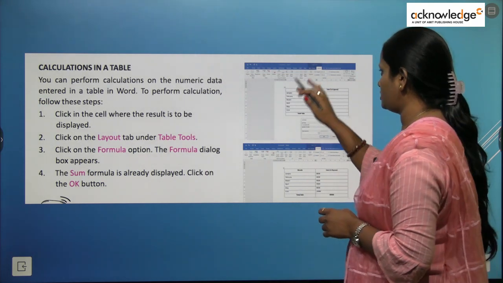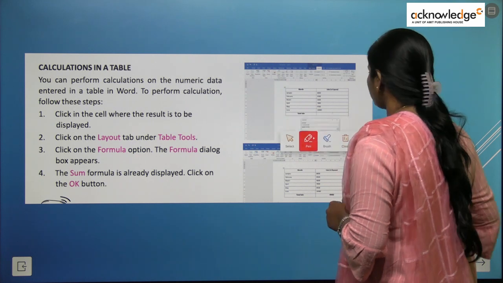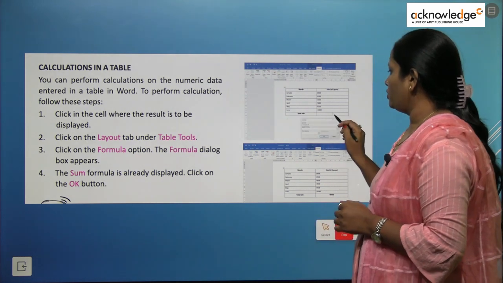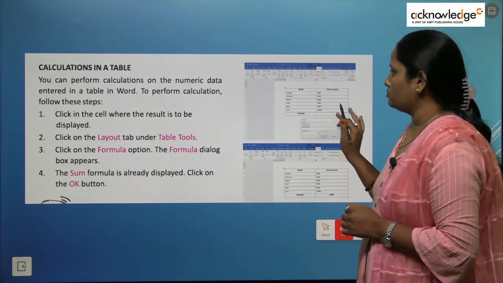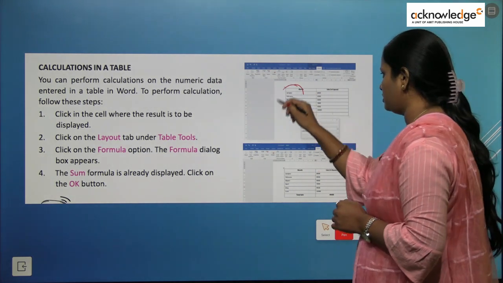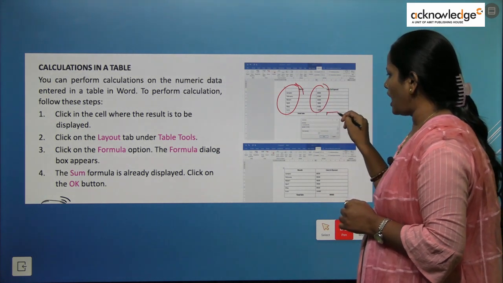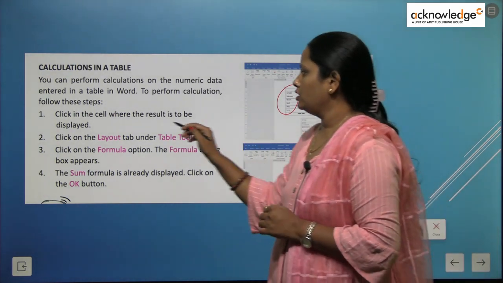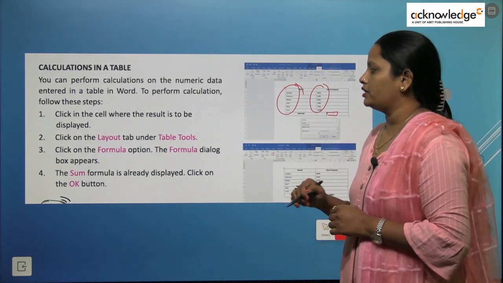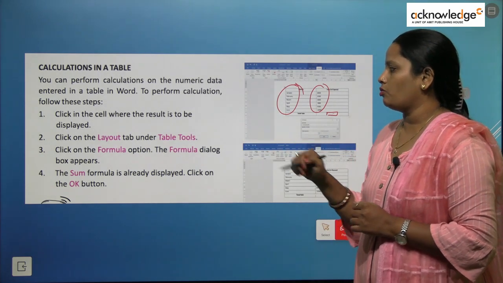Wherever I want to display the result. There are names of some students given here and the marks are here, and I want to just add all these marks here. So, I have to click here. Click on the layout tab under the table tools. Click on the formula option, the formula dialog box appears.